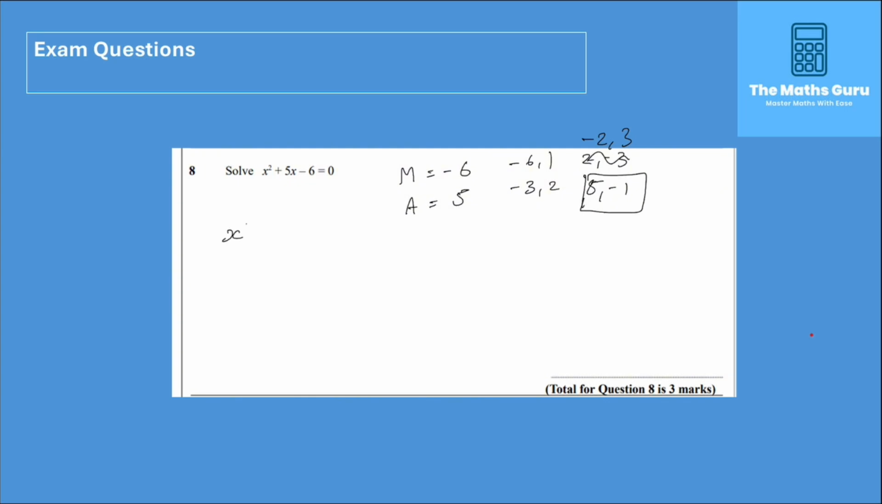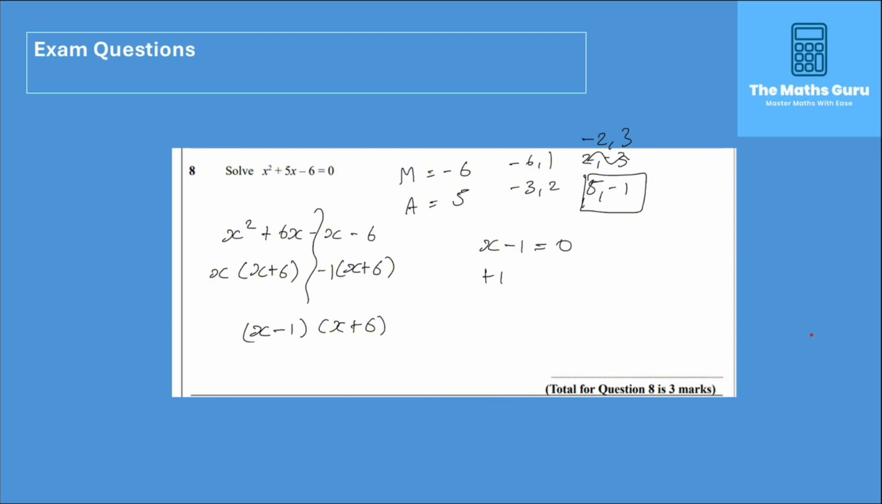So we can break this down into x squared plus 6x minus x minus 6. This can be x plus 6. Then take x plus 6 out here and realize we need a minus 1 out here. So our outside bracket is going to be x minus 1 and x plus 6 is going to be our inside bracket. Solving these individually, plus 1, so x is equal to 1. Then x plus 6 is equal to 0, minus 6 from both sides, and we get x is equal to minus 6.